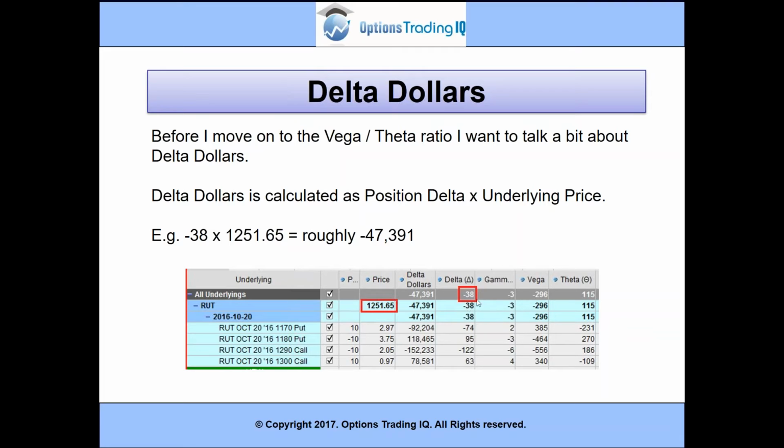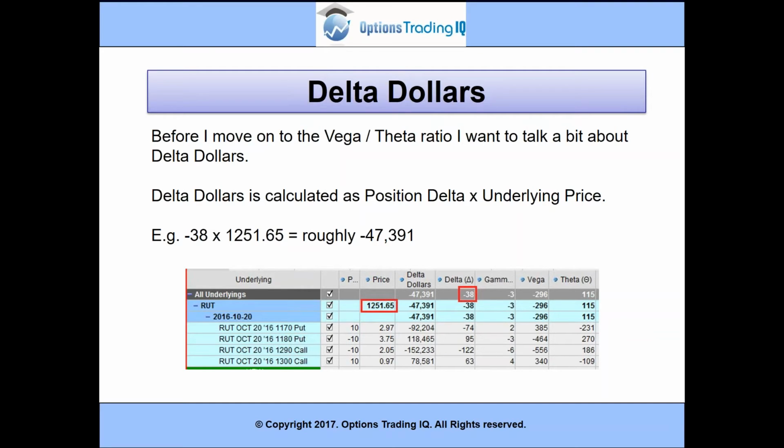So if we've got a negative delta of 38, this was our initial position, and a price of 12.51.65, negative 38 times 12.51.65 is roughly 47,391. That's our dollar exposure. So you can think of it as, if I was short the Russell and I had delta dollars of negative 47,000, that's how much exposure I have. It's like being short $47,000 worth of the stock or of the index.